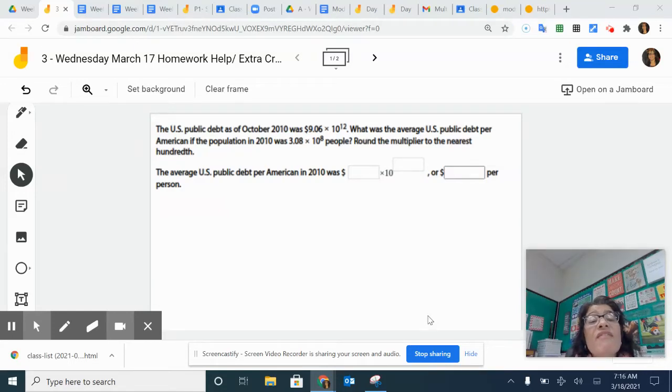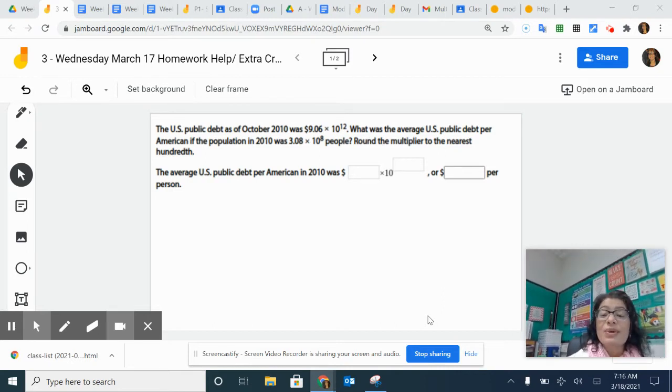From now on, every day I'm going to be putting this Jamboard. It says Wednesday, March 17th, homework help, extra credit. For those of you that ask questions, we'll get extra credit. And for those of you that answer it and show how to do it, we'll get extra credit in here. That way, hopefully, we could have everybody asking questions and everybody helping each other and learning to teach. So this is the question.